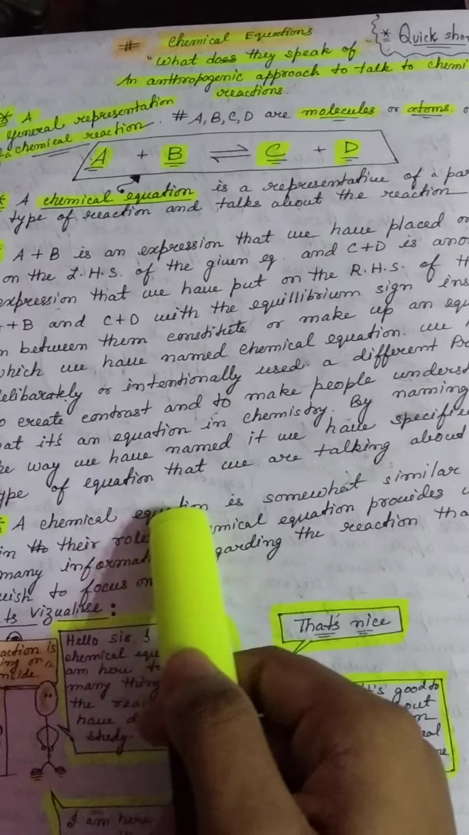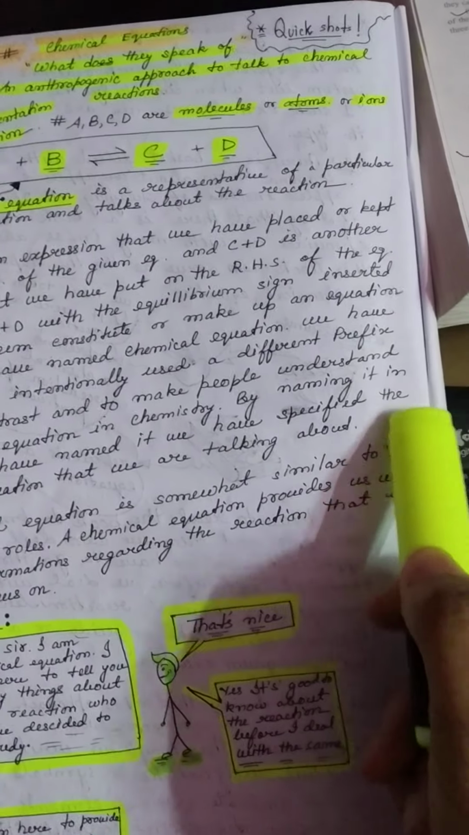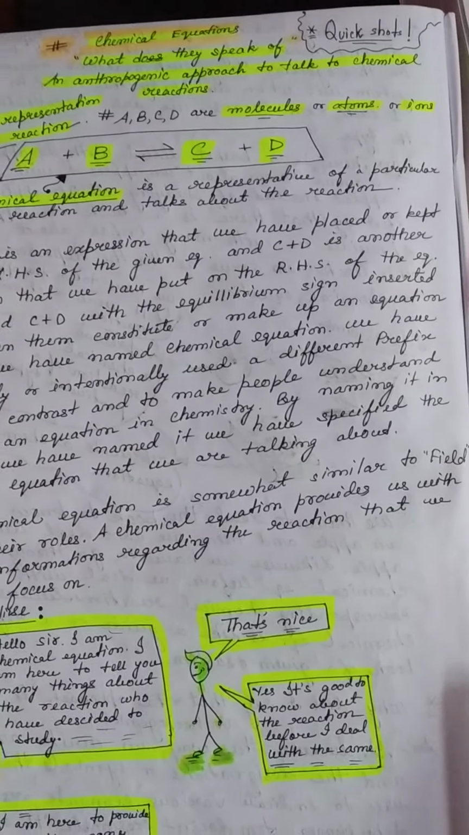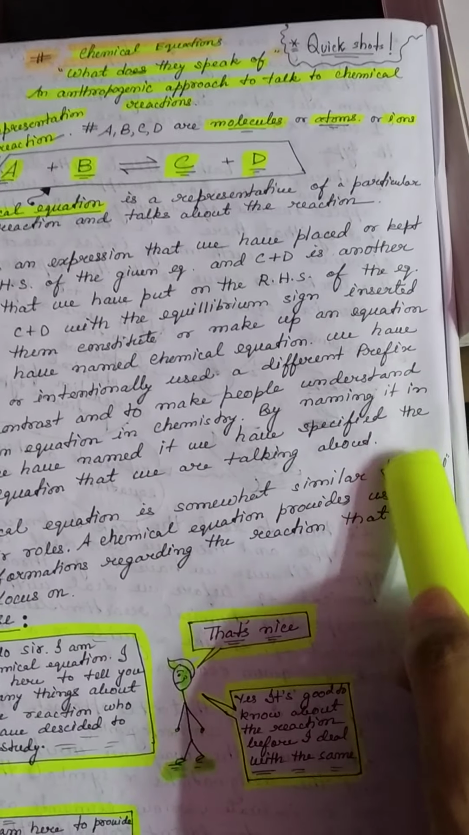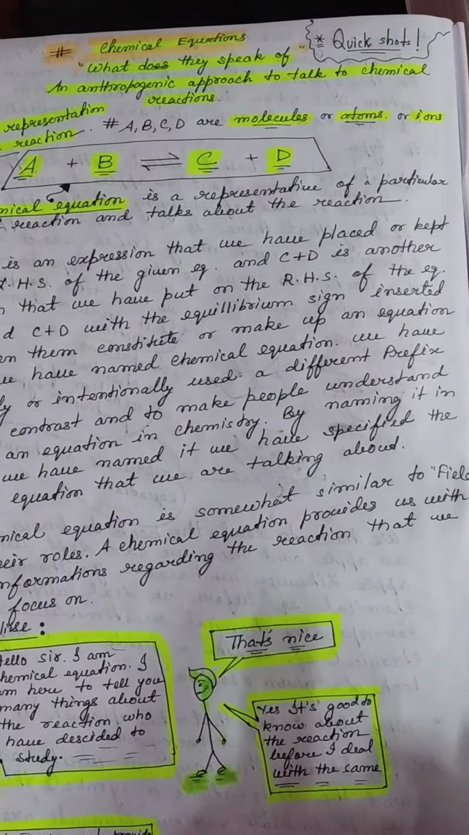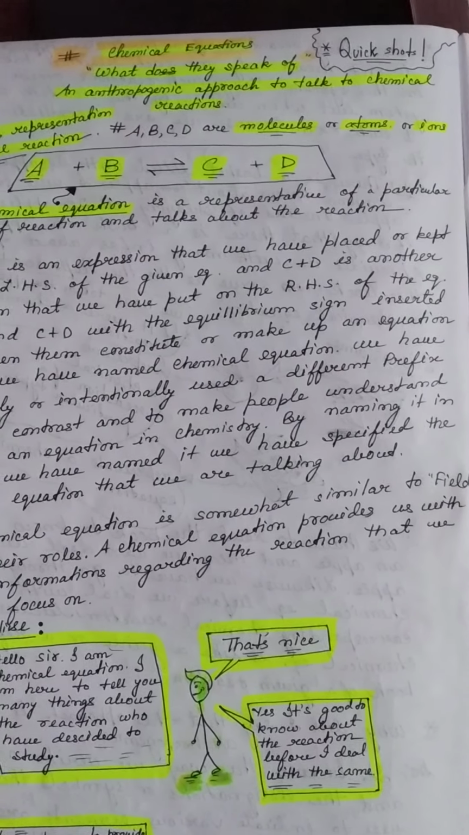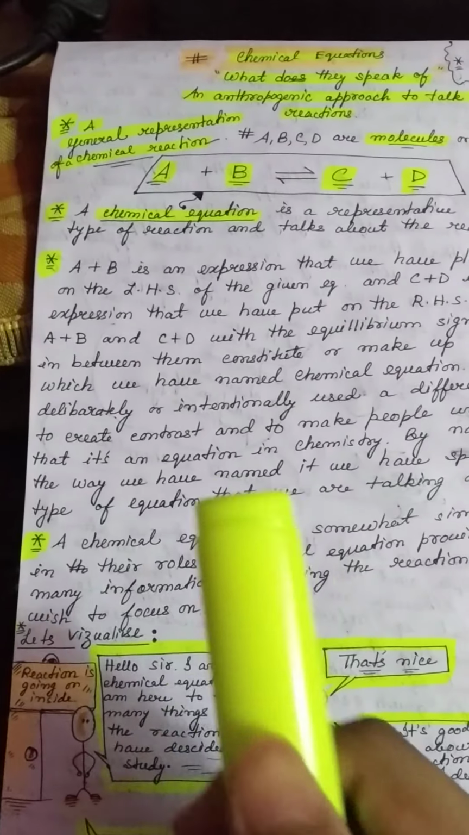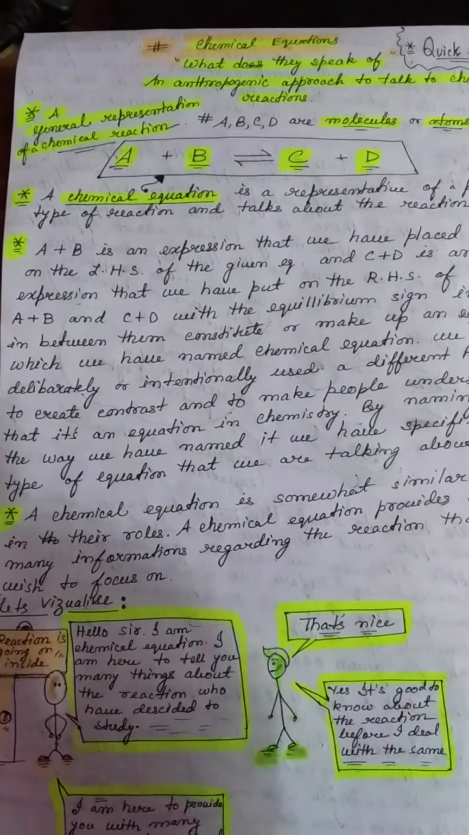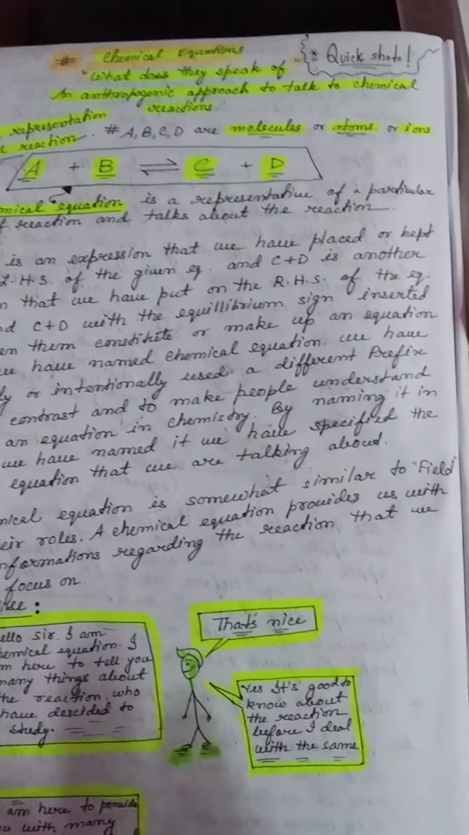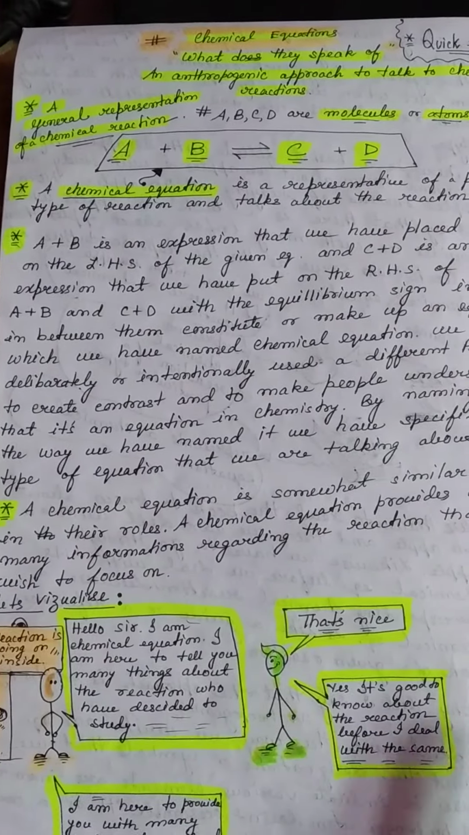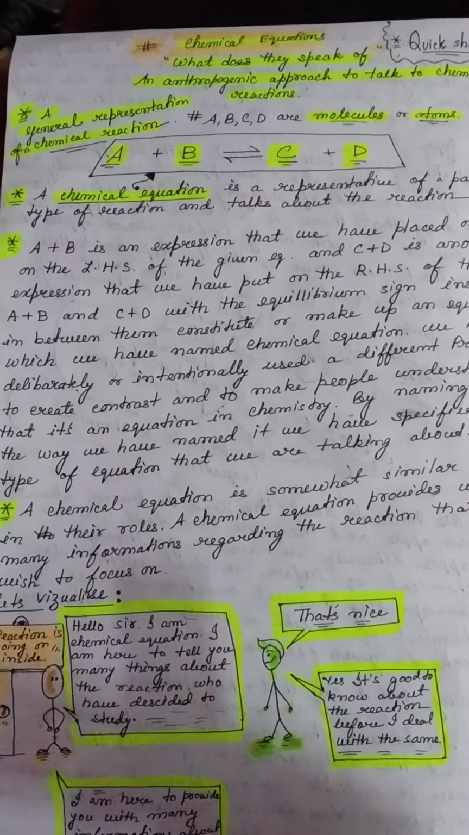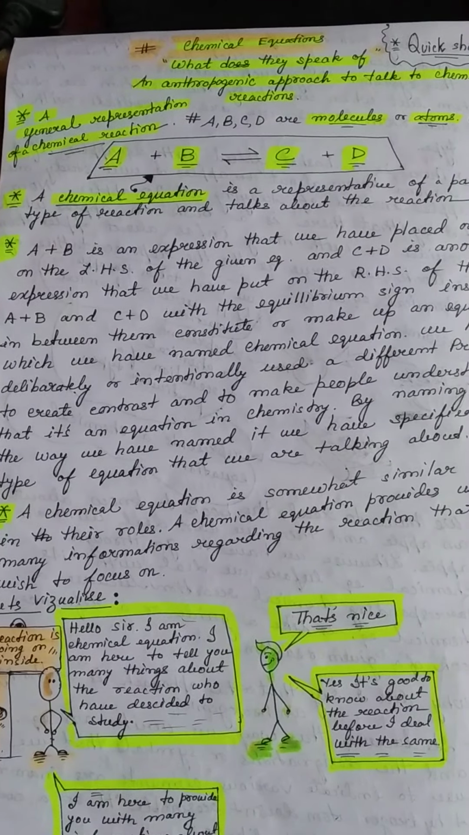Okay, a chemical equation is somewhat similar to field. We have already discussed field in the previous videos. If you haven't watched my videos on field, do watch them, because I have tried my best to explain the real meaning of field to you in a different way, using visual imagery. So I have said that the chemical equation is somewhat similar to field in their roles, or actually they are similar in their functions, or what they have been asked to do.